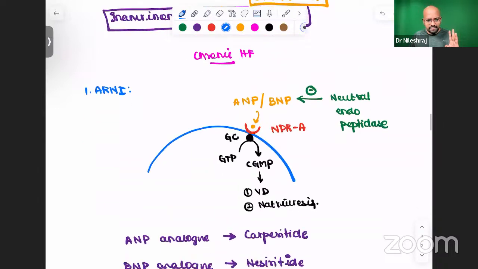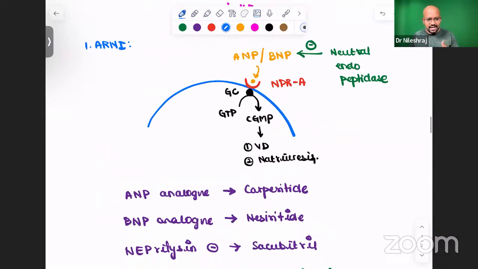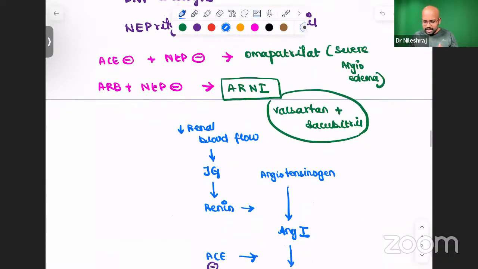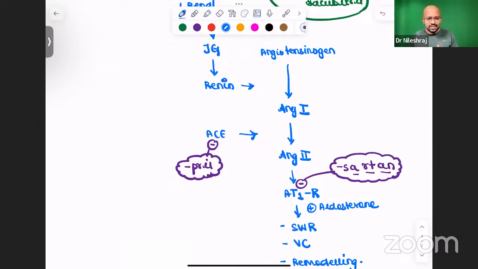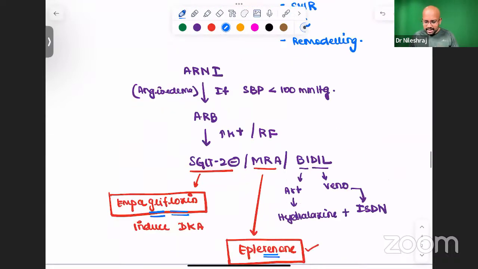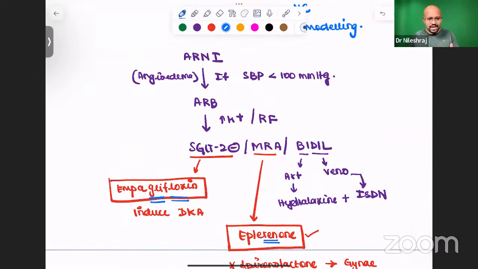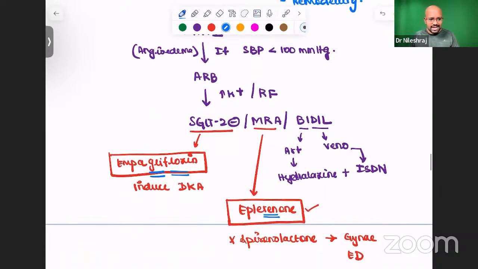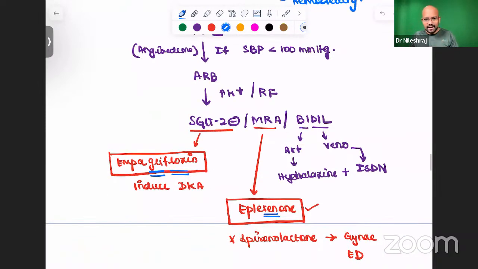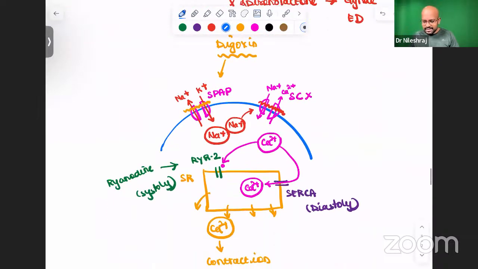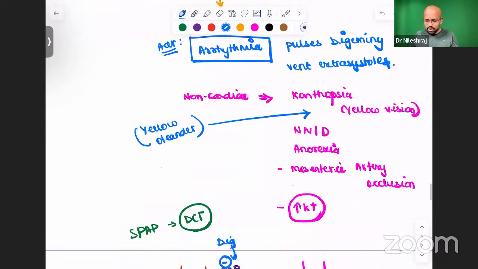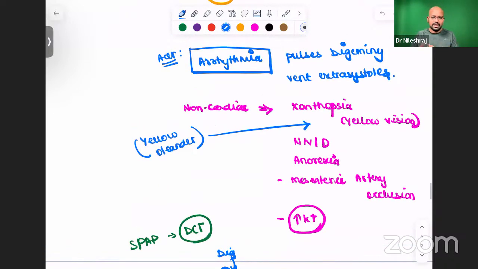Then we moved on to chronic heart failure. We explained what exactly is a neprilysin inhibitor or neutral endopeptidase inhibitor. Then we explained what an ACE inhibitor is, what an ARB is, how the functions are, and what exactly are the adverse effects and the contraindications for administering those drugs. What exactly is an SGLT2 inhibitor, what is an MRA. Apart from that, we also gave some explanation regarding digoxin, how calcium is gaining entry with the help of the sodium-potassium ATPase and with the help of the ryanodine receptor, and how the contraction occurs and what are the adverse effects of digoxin, buddy. With this, we wind up the session.